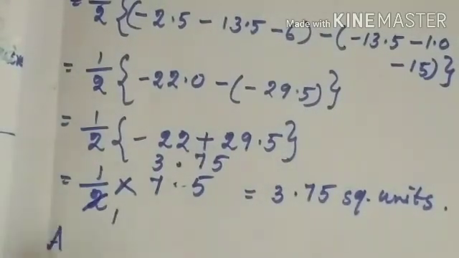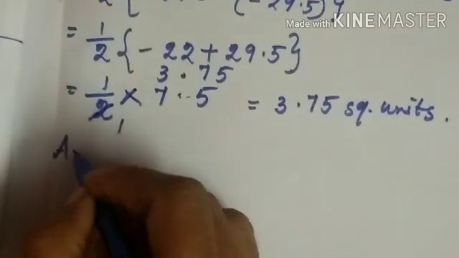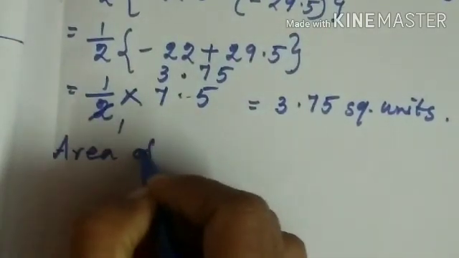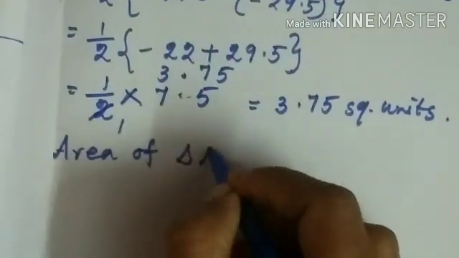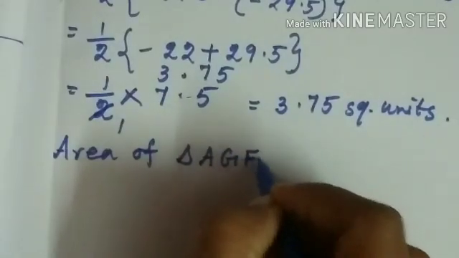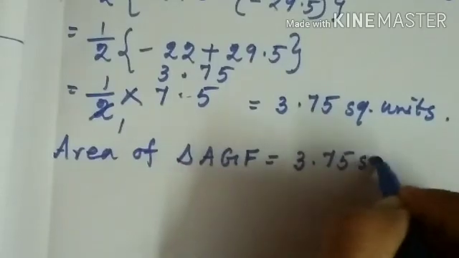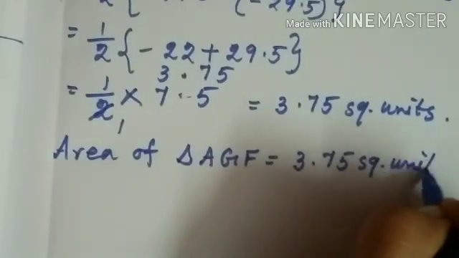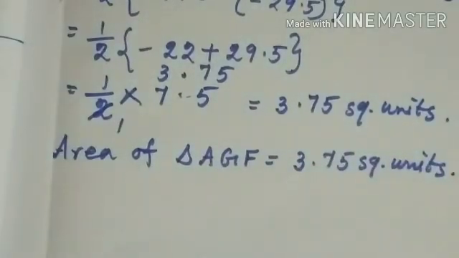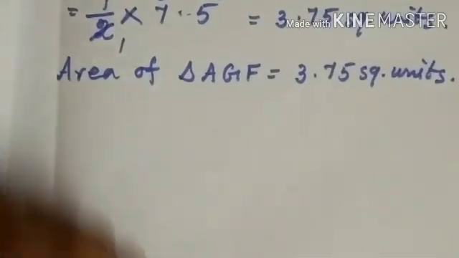Area of triangle AGF is equal to 3.75 square units. This is the answer for the first subdivision. Now we move on to the second subdivision.